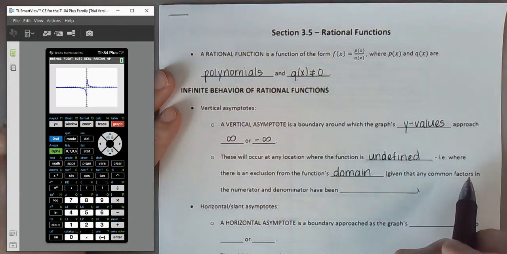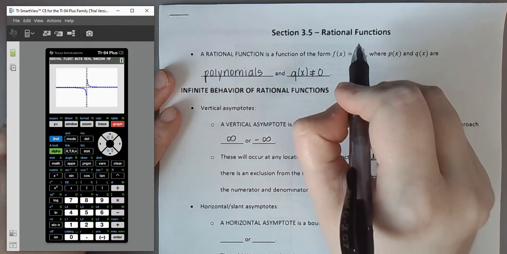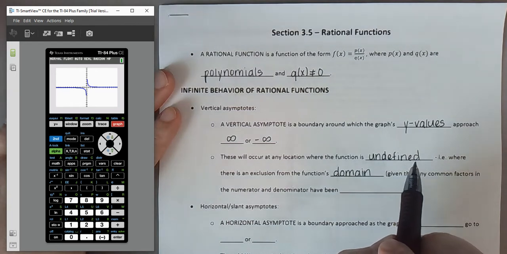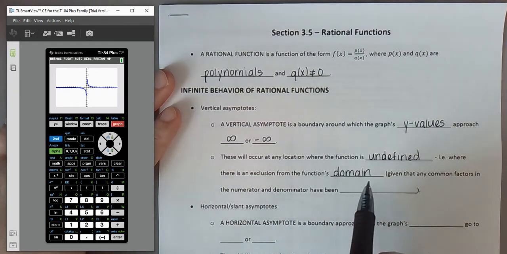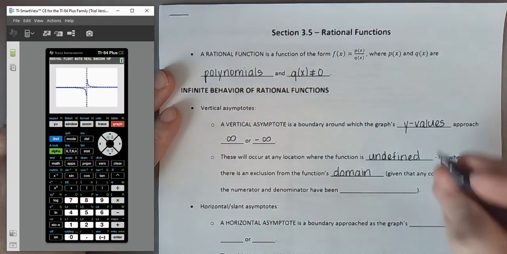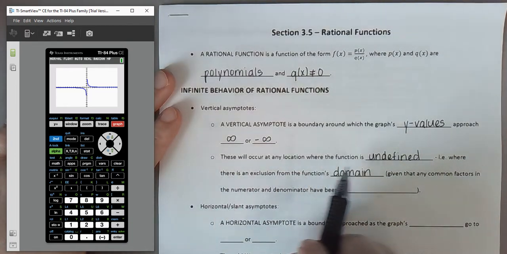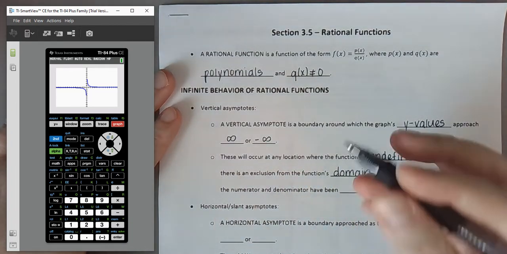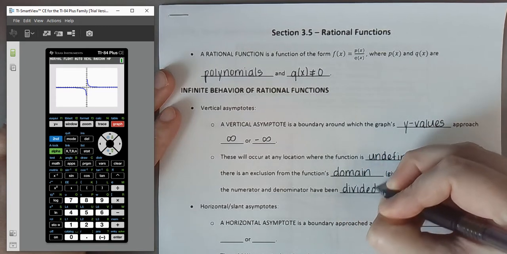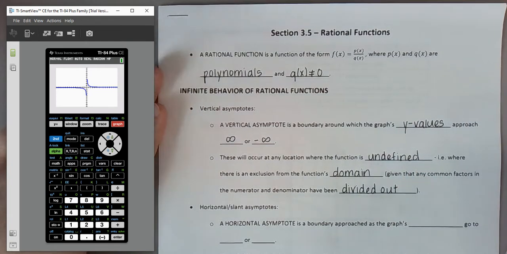Now, special case, one thing we do need to keep in mind, anytime we have a rational expression, ideally we want to make sure that it's fully reduced. So in identifying these particular locations where we have an issue with the domain, we want to first reduce any common factors in the numerator and denominator. So we'll find exclusions from the domain given that those common factors have already been divided out. So if we have common factors, we've divided them out, anything remaining that makes that denominator 0 now represents a location where we're going to have a vertical boundary on the graph.